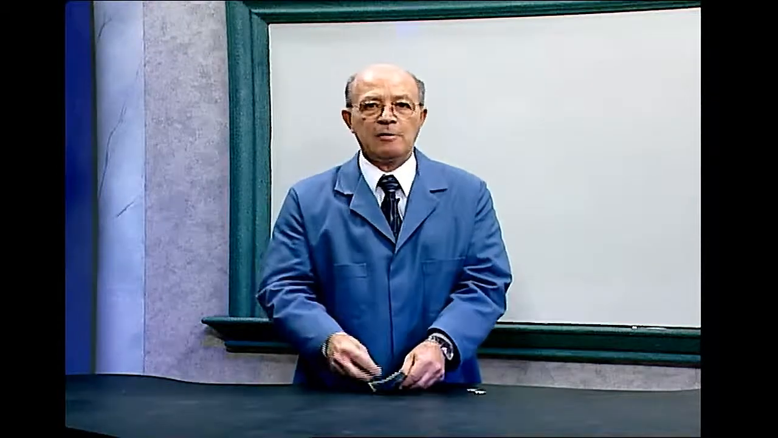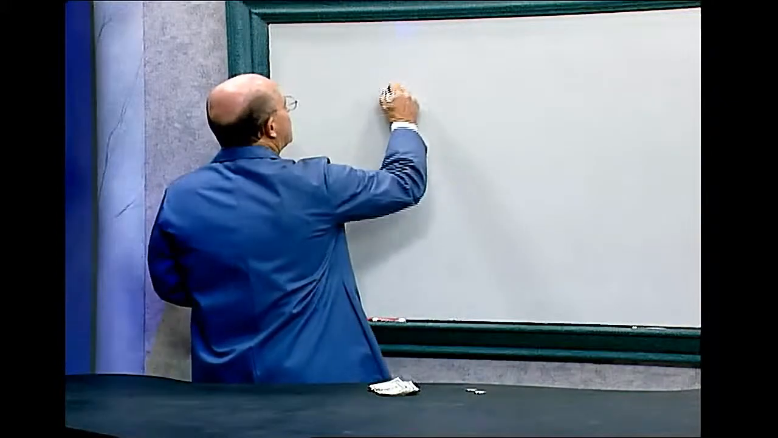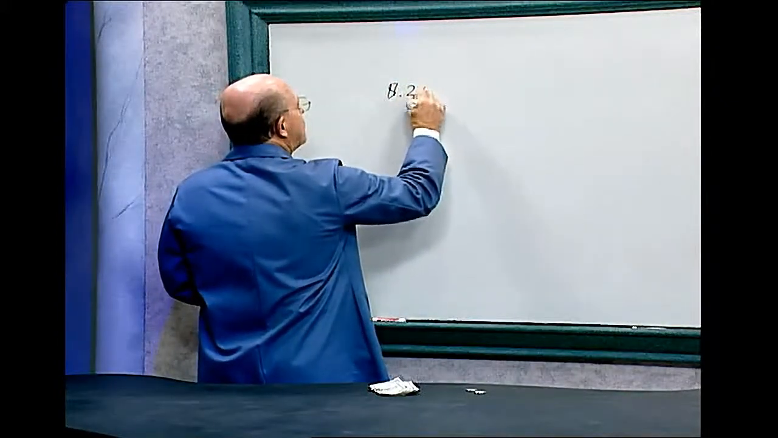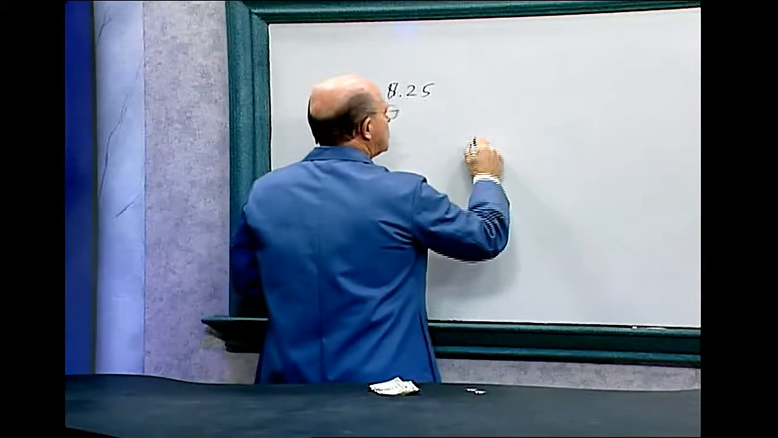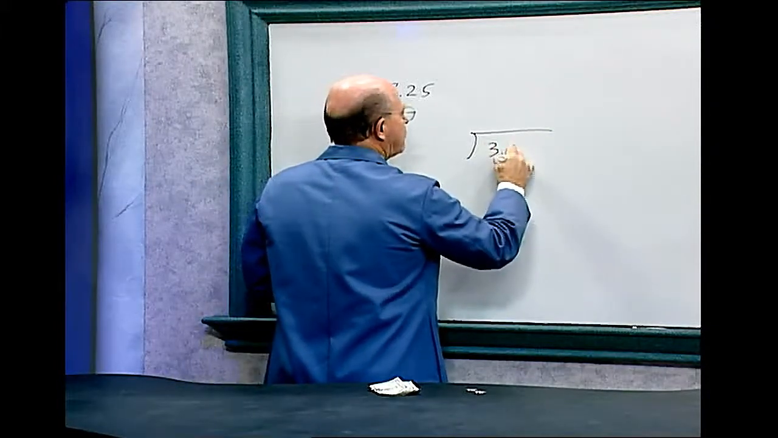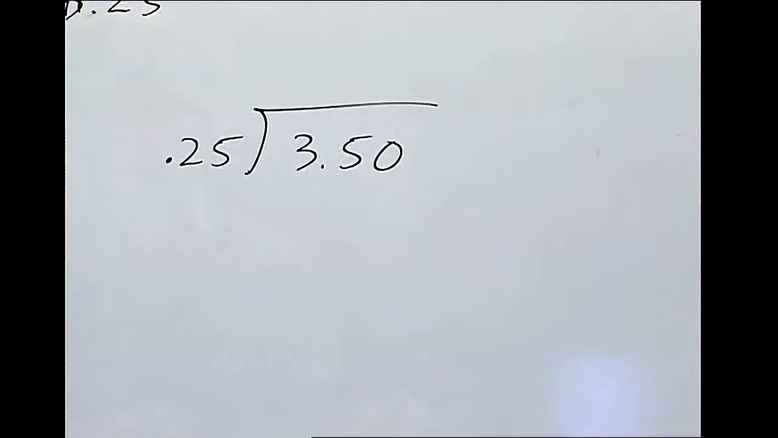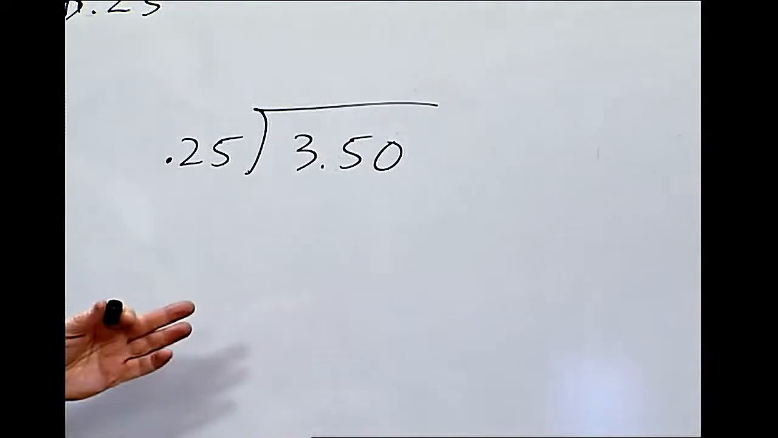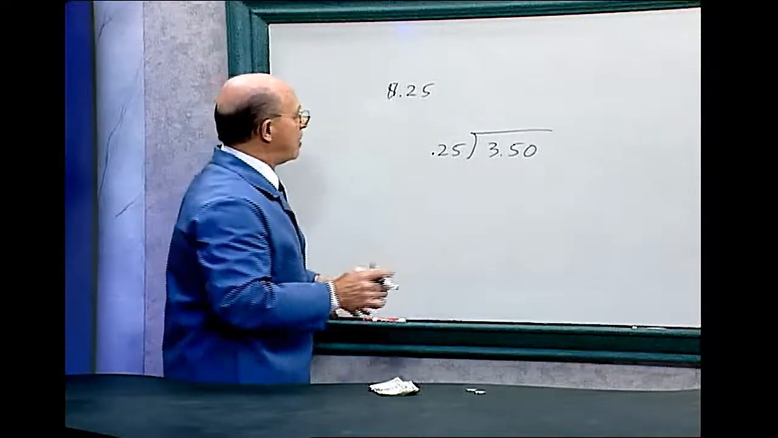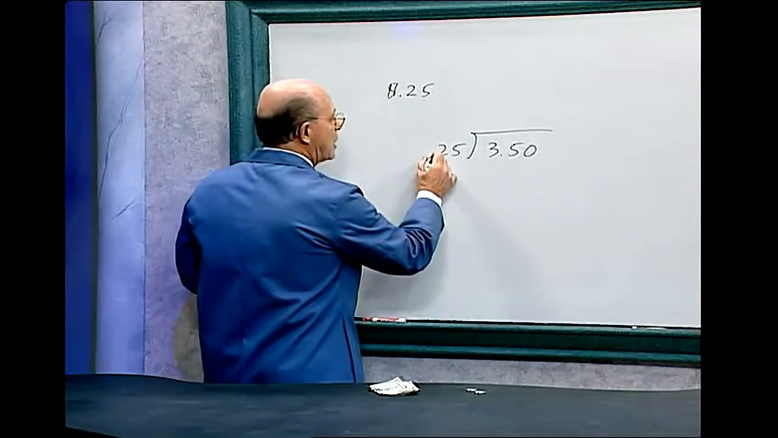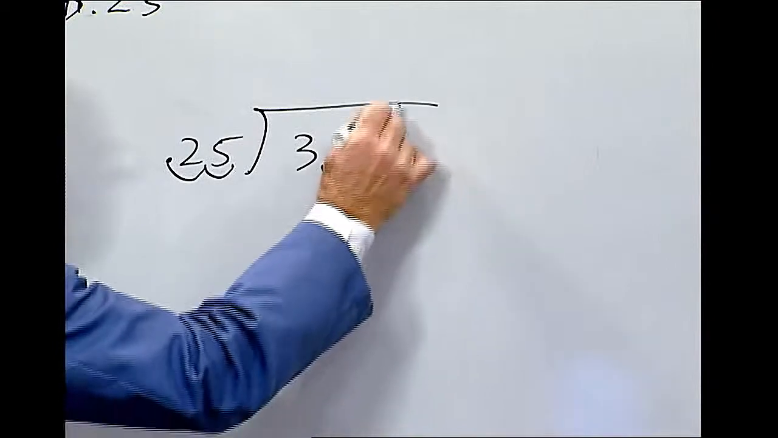Well, let's do this mathematically. How many quarters, remember a quarter is 25 cents, goes into $3.50? Now we know the answer is 14, because you can do that in your head, but let's see how it's done mathematically. Remember, we move the decimal points 2 places, 1, 2.